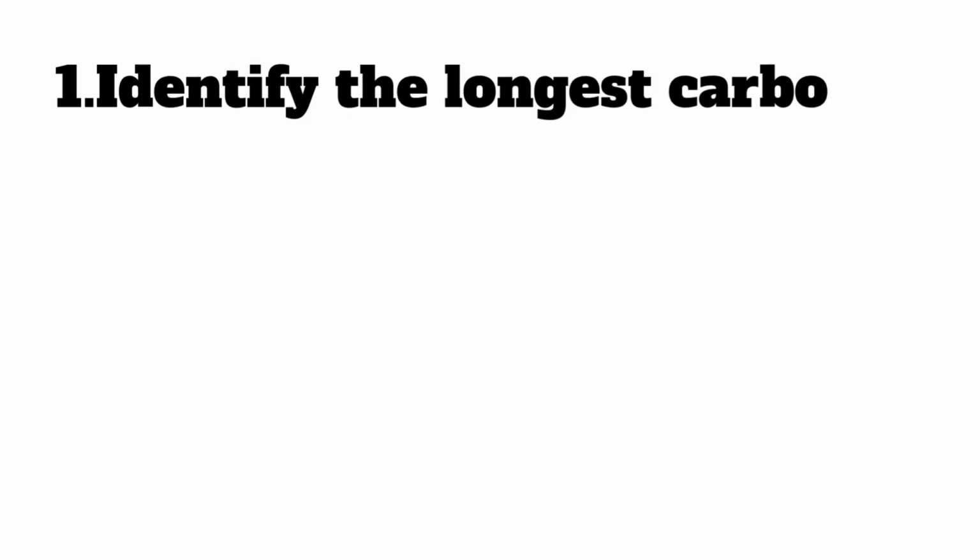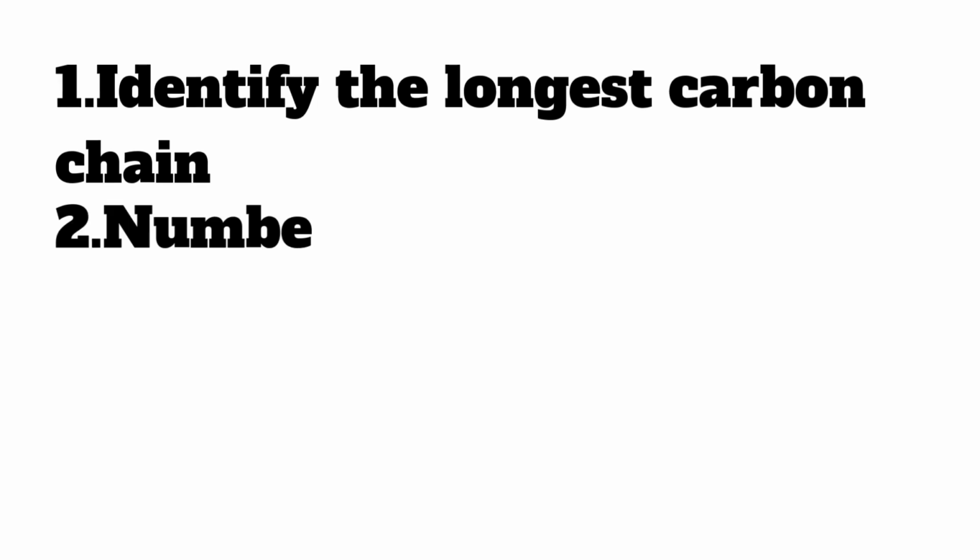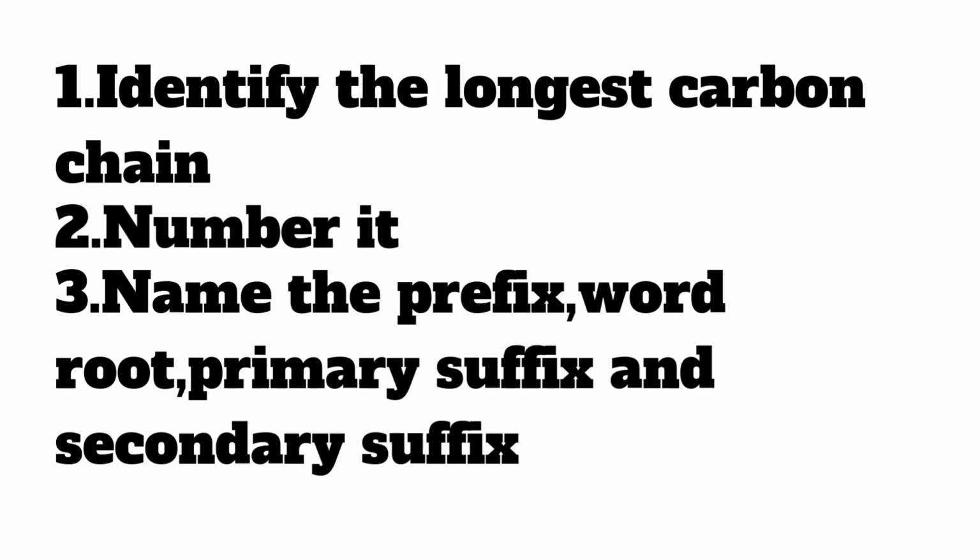Remember, naming organic compounds follows a systematic process. Identify the longest carbon chain, number it, name the prefix, word root, primary suffix and secondary suffix, and combine them all together. Keep practicing and you'll master it in no time.